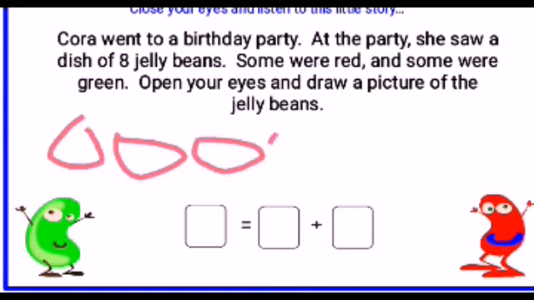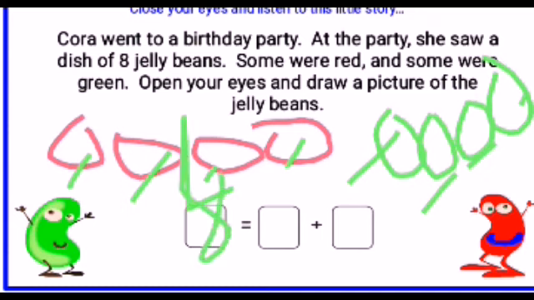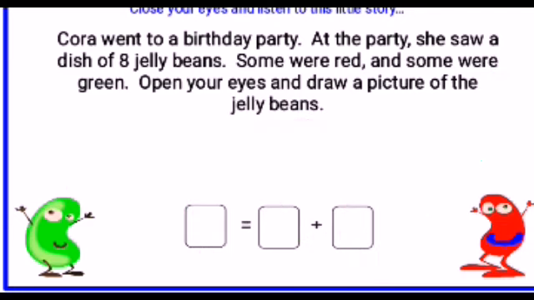1, 2, 3, 4. Some were red and some were green. So we're drawing more. We already have 1, 2, 3, 4. Let's count on till we get to 8. 5, 6, 7, 8. Now we have a picture for our story. Now what is the number sentence going to look like? How many jelly beans do we have in all? 1, 2, 3, 4, 5, 6, 7, 8. So 8 is 4 red jelly beans and 4 green jelly beans. Nice one, right? I know.